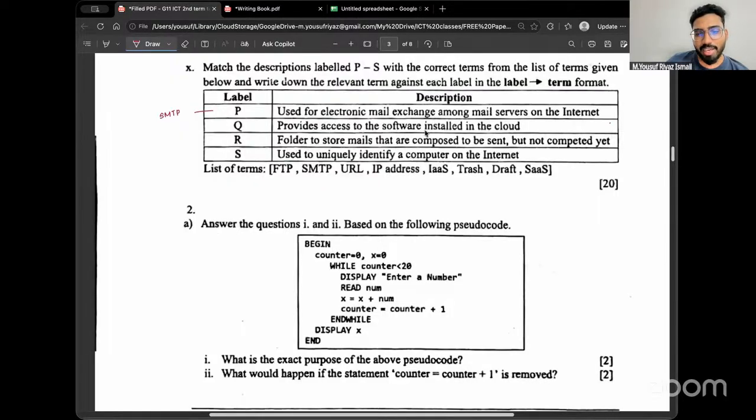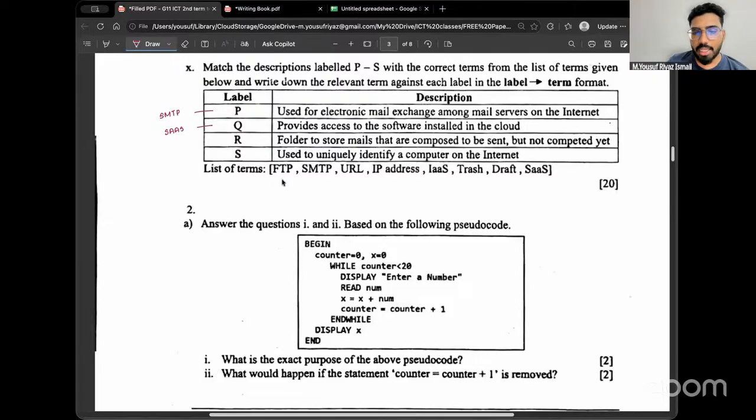Provide access to the software installed in the cloud. When you're using software, you can download and use it on your computer, or without downloading, you can use it through your browser if you have an internet connection. What do we call software you can use through your browser without downloading? For example, Google Sheets, or Canva, which has an online editing version. There are several applications you can use online through your browser itself. Perfect. We call them software as a service. It's one of the cloud computing services.